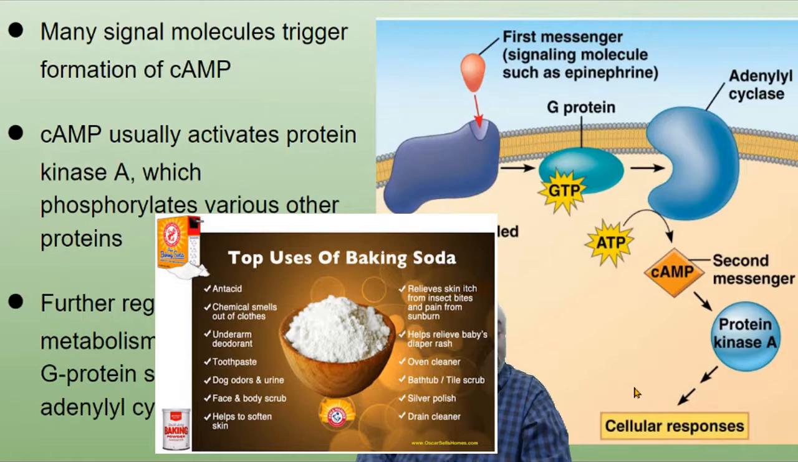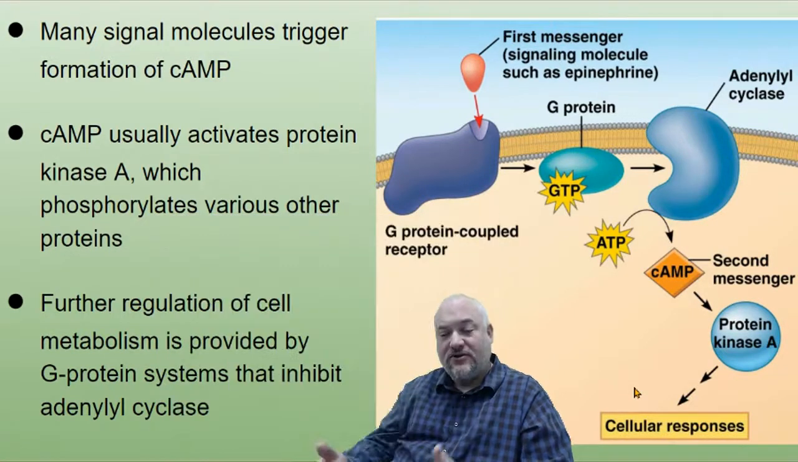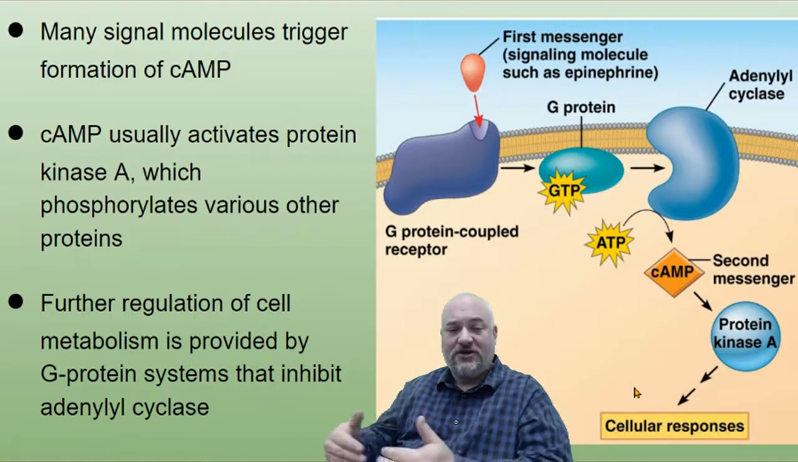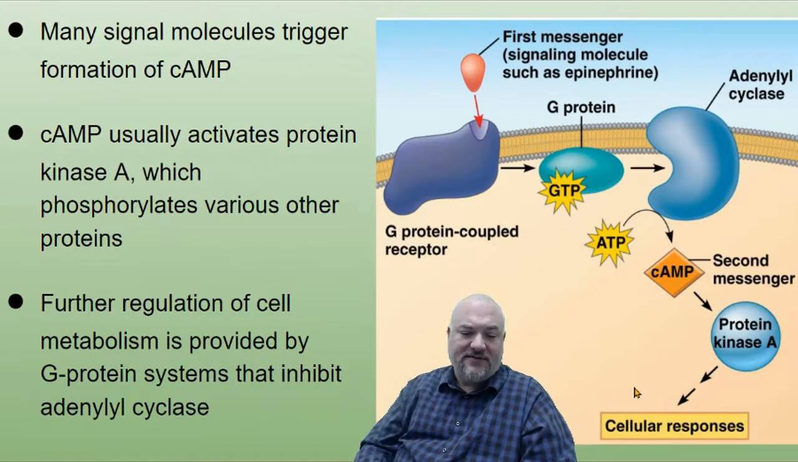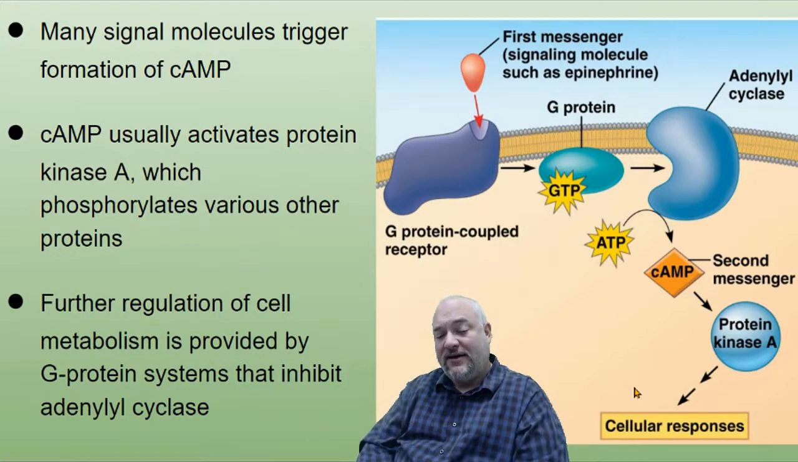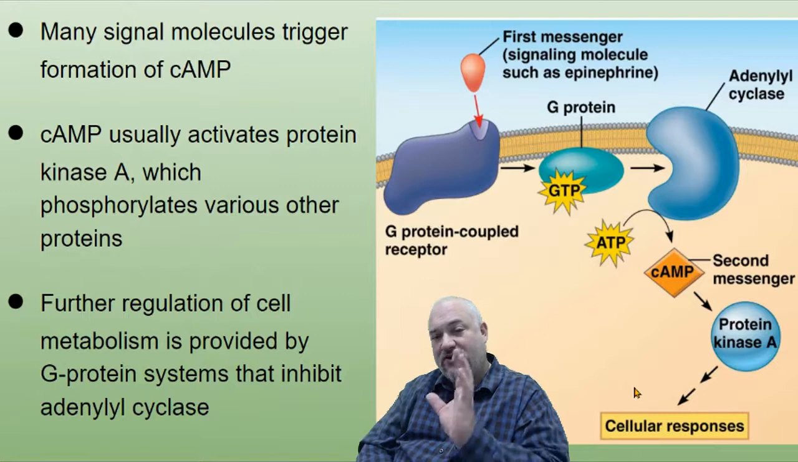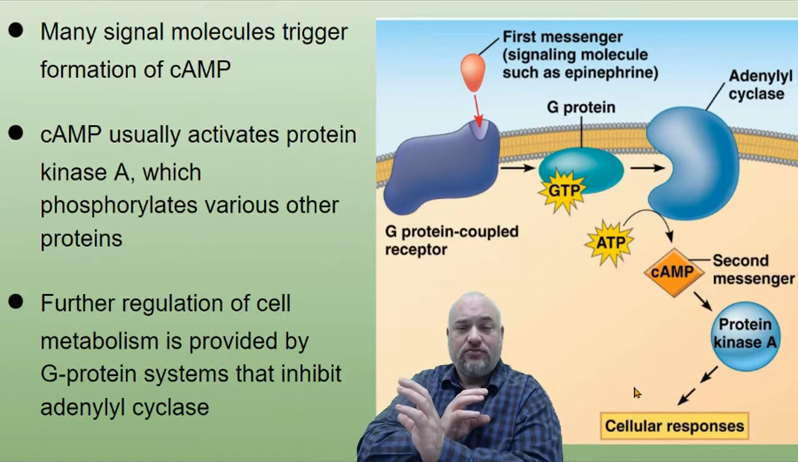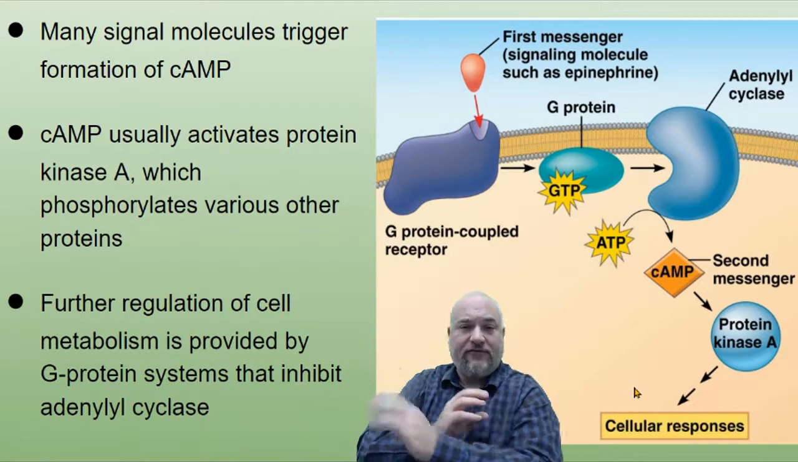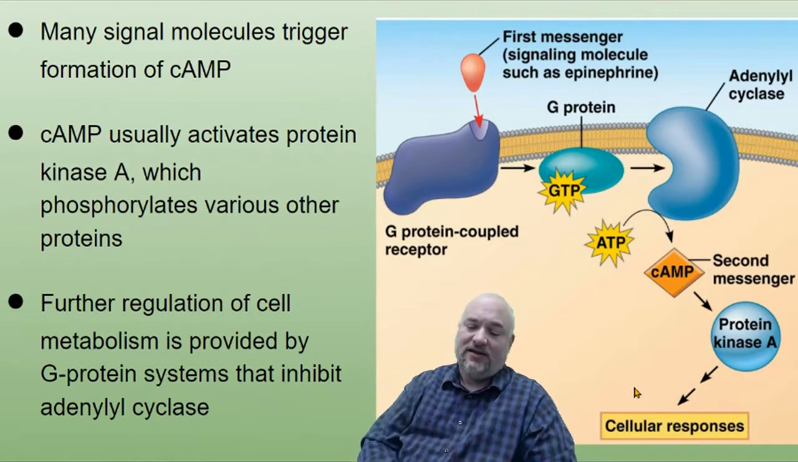Many signal molecules trigger the formation of cAMP. cAMP usually activates protein kinase A, which phosphorylates various other proteins. So it starts that phosphorylation cascade that we mentioned earlier. Further regulation of cell metabolism is provided by G protein systems that might inhibit adenylyl cyclase. So you can turn adenylyl cyclase on, or you can inhibit it. And so you can turn things on or off. You've got to be able to do both in the body, guys.